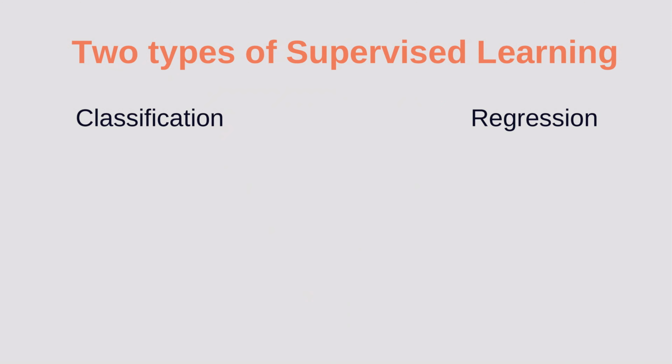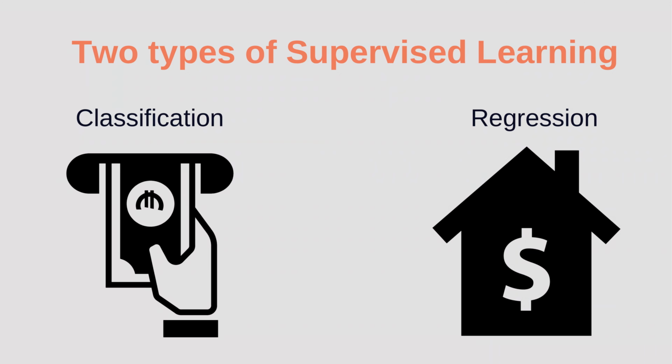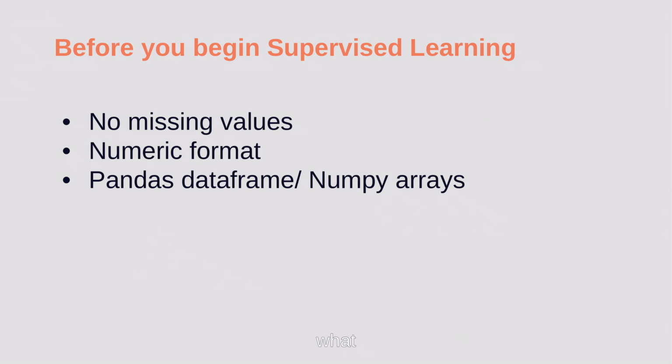There are two main types of supervised learning: classification and regression. Classification is used to predict the label or category of an observation. For example, using classification, we can predict whether a bank transaction is fraudulent or non-fraudulent. Since there are only two possible outcomes, this is called binary classification. Regression is used to predict continuous numerical variables. For instance, a model using regression can use features like the number of bedrooms or the size of a property to predict its price.